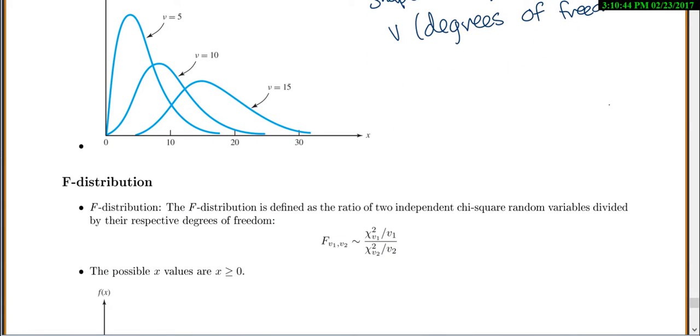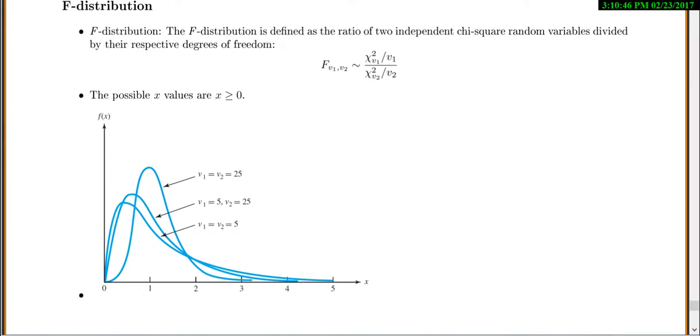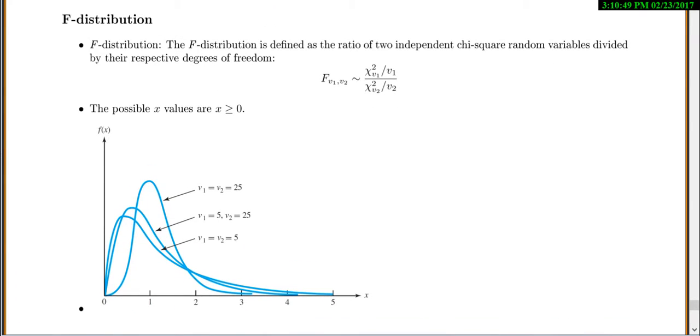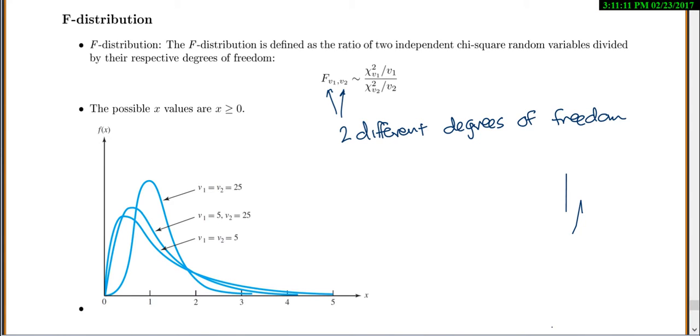The next one is an F distribution. So for an F distribution, what you do is you take two chi-square random variables and divide each by its degrees of freedom, and then divide one by the other, and you get what's called an F distribution. F distributions are very useful. We use it for quite a few different things, but notice it does have two different degrees of freedom. So that means there's two parameters to help determine the shape.